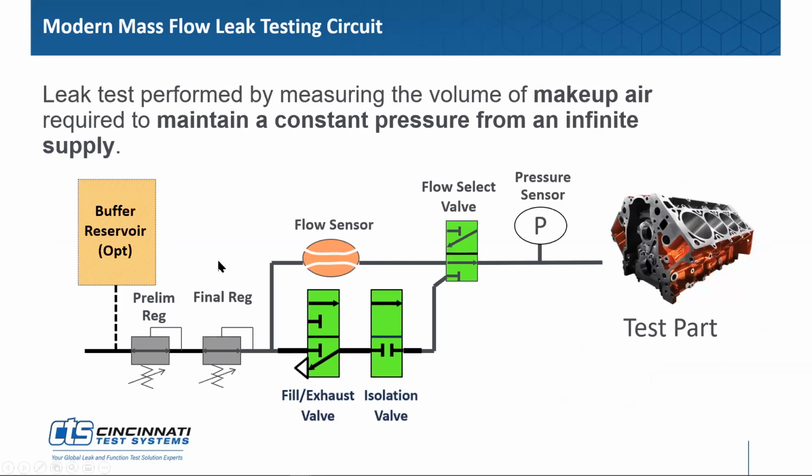This is what a typical mass flow circuit looks like. You have a preliminary regulator set 10 psi above your test pressure. You have a final regulator set at your test pressure, and you're filling a part through isolation valves, bringing it up to test pressure. Once you've brought it up to test pressure, you then need to stabilize pressure in the part for a certain amount of time. And then the fill isolation valves turn on, and you redirect your flow through a flow sensor. That's when your testing flow measurement occurs.